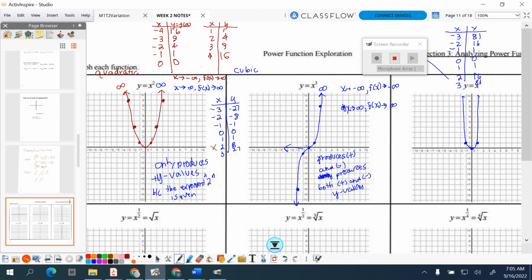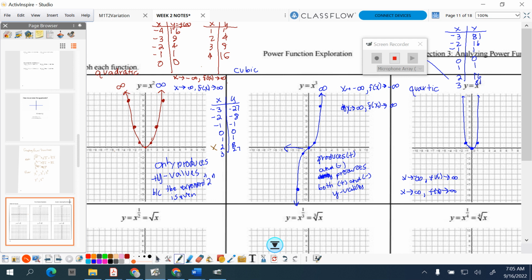So this is a quartic. It's a quartic function. It is even. The end behavior has me saying as x goes to negative infinity, f of x, of course, goes to infinity. As x goes to positive infinity, f of x goes to infinity as well. It produces only positive values for this particular function.